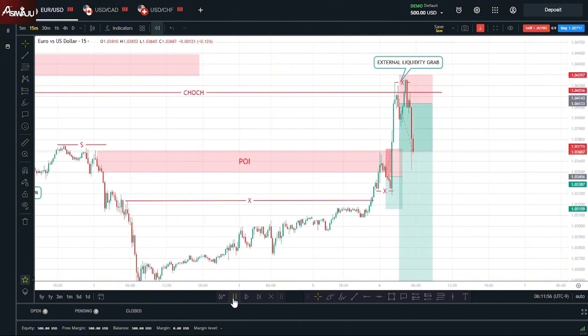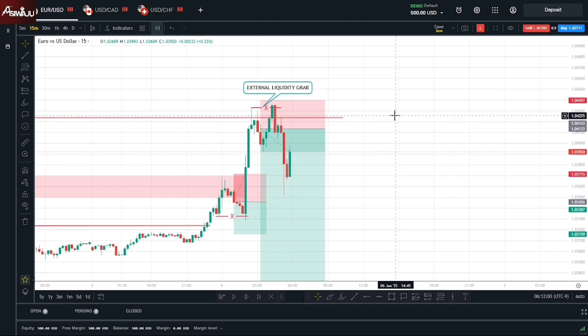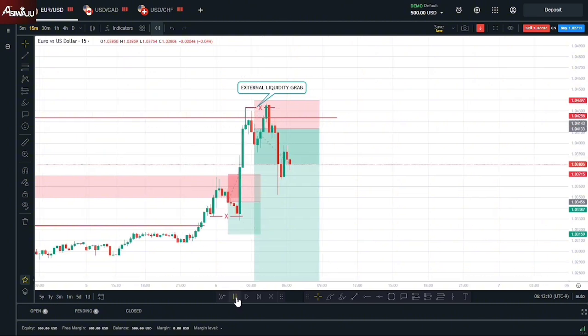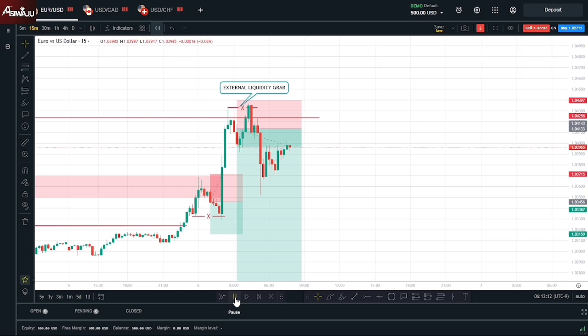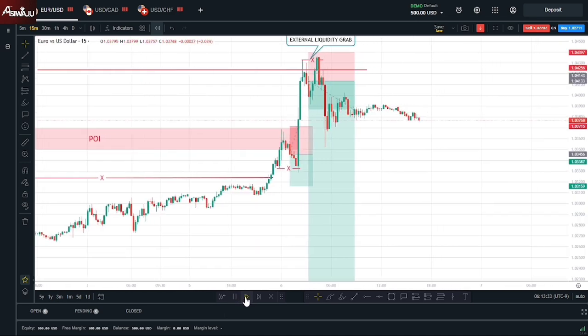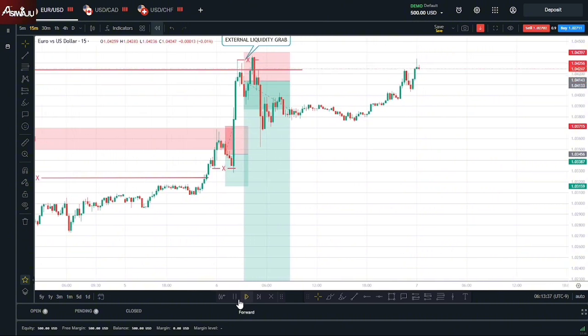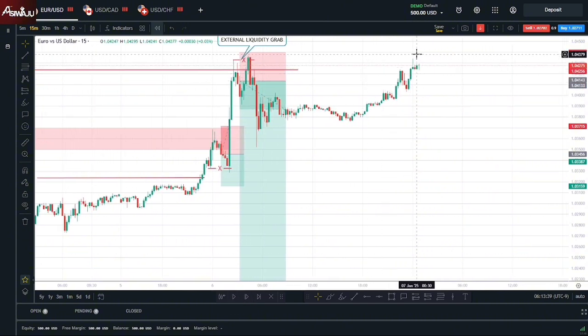Wow, now you see price retrace from this point. After price grabbed liquidity and took out the early sellers, those who started selling here, price retraced and started selling, pushing to the downside. Now let's see what happened. As you can see, price continues, and you can see even price went up again.